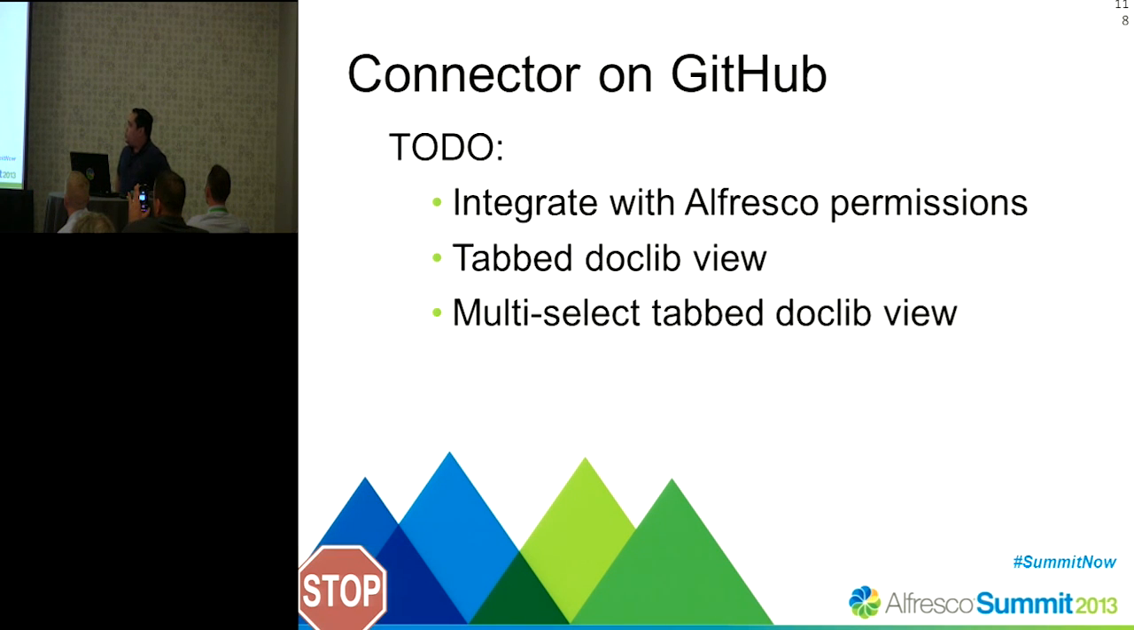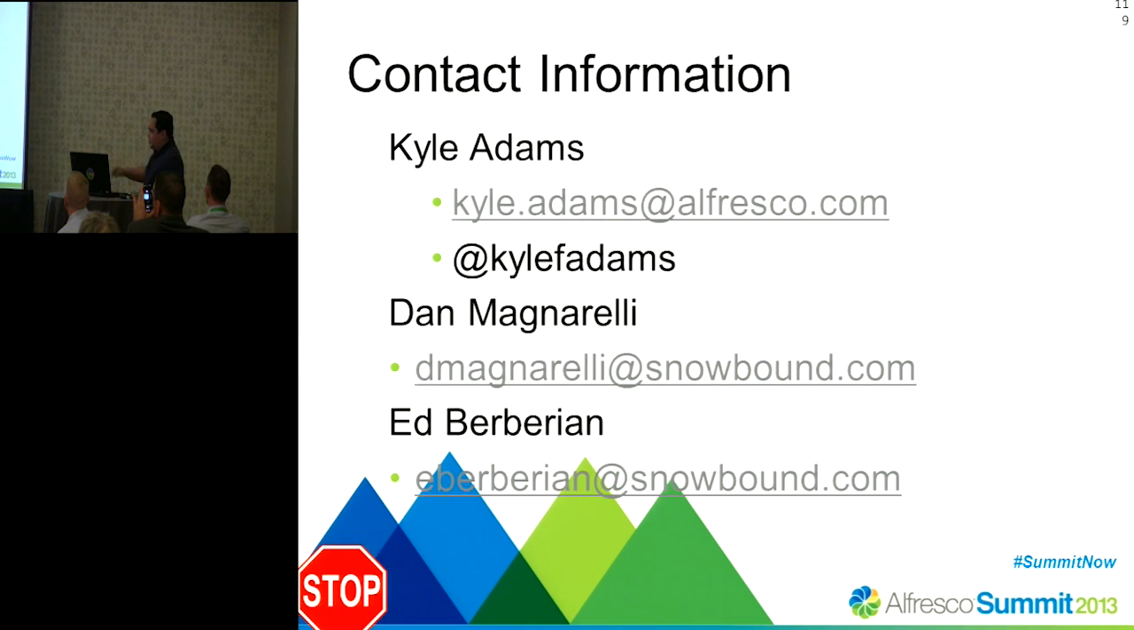And on the to-do list, I want to integrate the annotation permissions with Alfresco roles. Also, I want to enhance some of the document library views that come in 4.2. So in VirtualViewer, you can have different tabs.